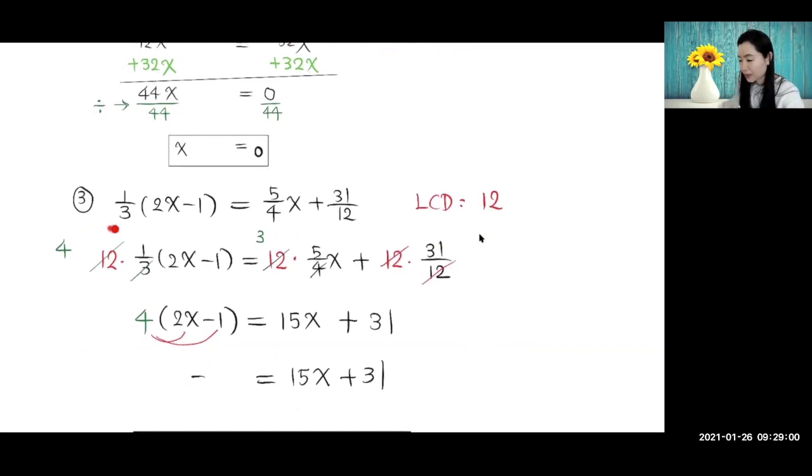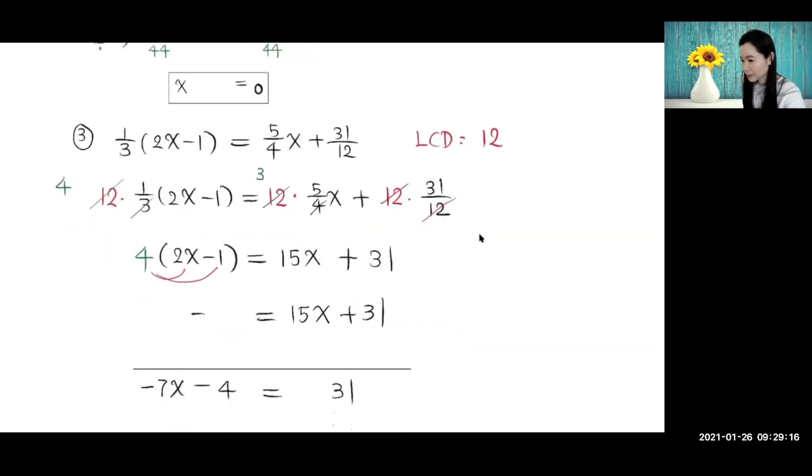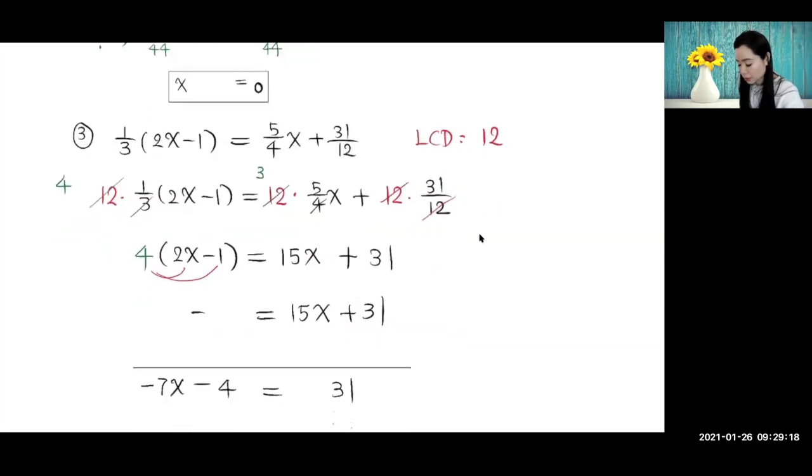Now this next equation. To solve this equation, we want to get rid of the denominator. So think about the LCD. The smallest multiple of 3, 4, 12 is going to be 12. So that's the LCD. So we multiply by 12 on both sides. So 12 times 1/3, we'll reduce and you get 4. 12 over 4 is 3. 12 over 12 is 1.